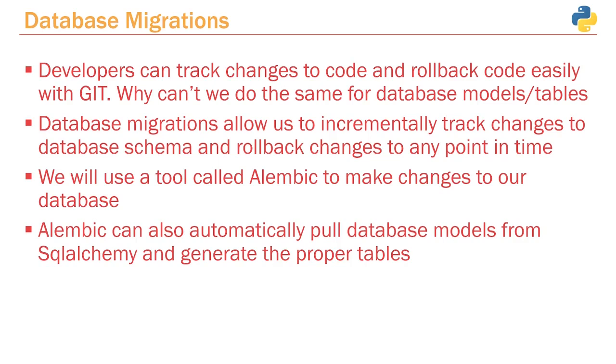And so as we go through our project, we keep adding new tables and new features. A database migration tool is going to allow us to track those changes. And so if we ever want to go back to a specific point in time so that we can troubleshoot code at that point in time, it's so easy. It's just one simple command and it's going to automatically update our database so that the schema matches what it was at that specific point in time. And so that tool that we're going to use, like I mentioned, is going to be Alembic. And what's great about Alembic is that it can also automatically pull all of our SQL Alchemy models and generate the proper tables based off of them.